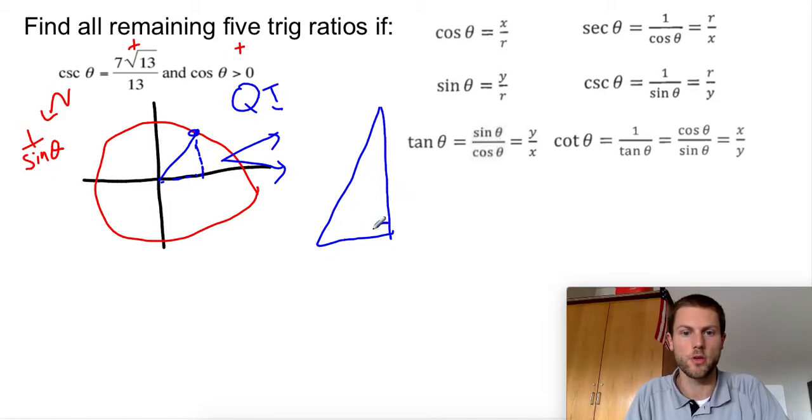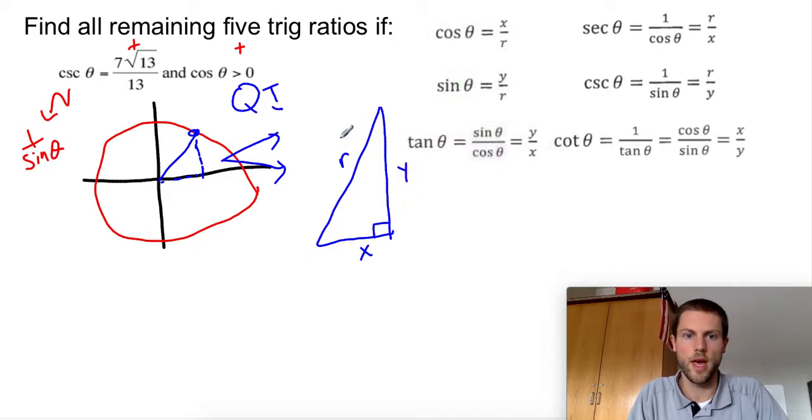What I know about this circle is that the radius is 13. Since cosecant of theta is equal to the radius over y, what I know then is that the radius is actually this one, 7 times the square root of 13. This is my r, this is my y, this is my x. So I'm going to label this radius as 7 root 13, and I'm going to call this y equal to 13. Now the question is I need to find what x equals.